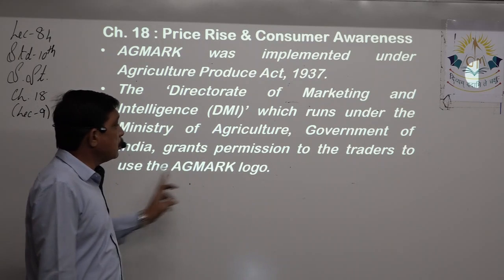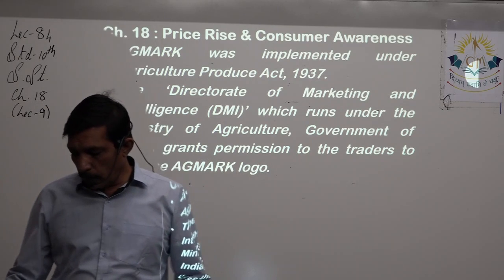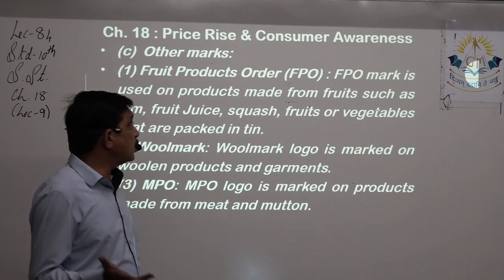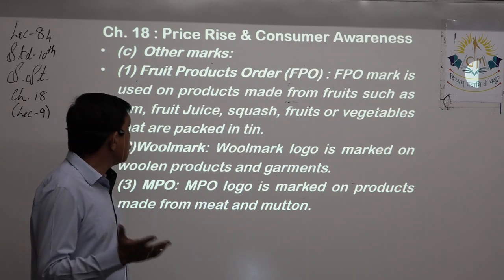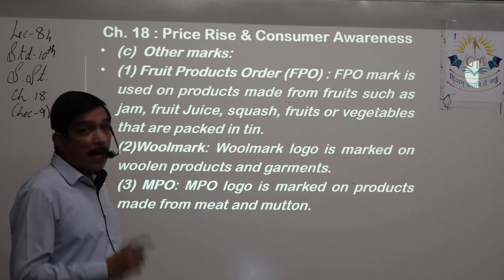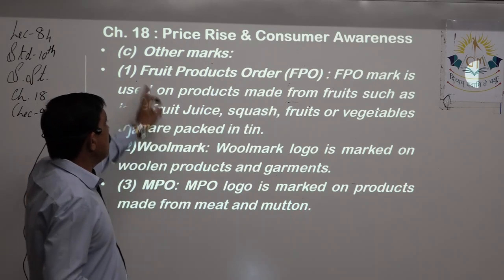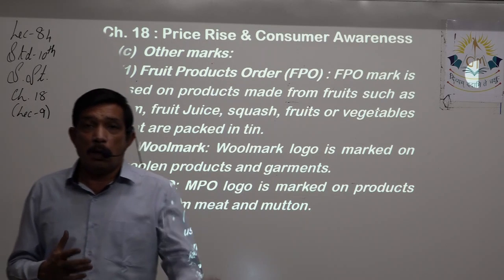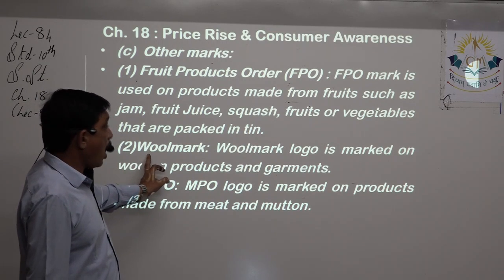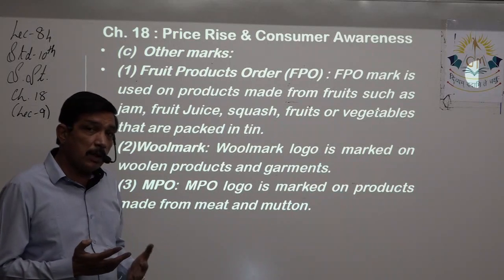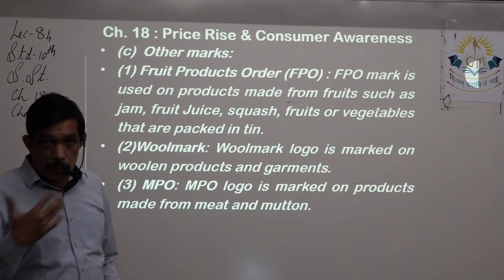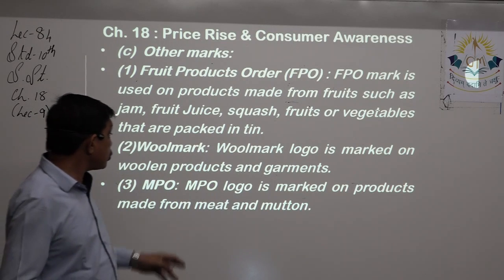It grants permission to the traders to use the Agmark logo, right? Please remember all this. Other marks are for fruit products. FPO is used. The mark is given to products from fruits, such as jam, fruit juice, squash, and fruits and vegetables that are packed in tin, right? All these can use FPO after getting proper certification from the government. They can use FPO. Wool mark: products that are made from wool, so the wool mark logo is marked on woolen products and garments which meet the standard given by the institution.